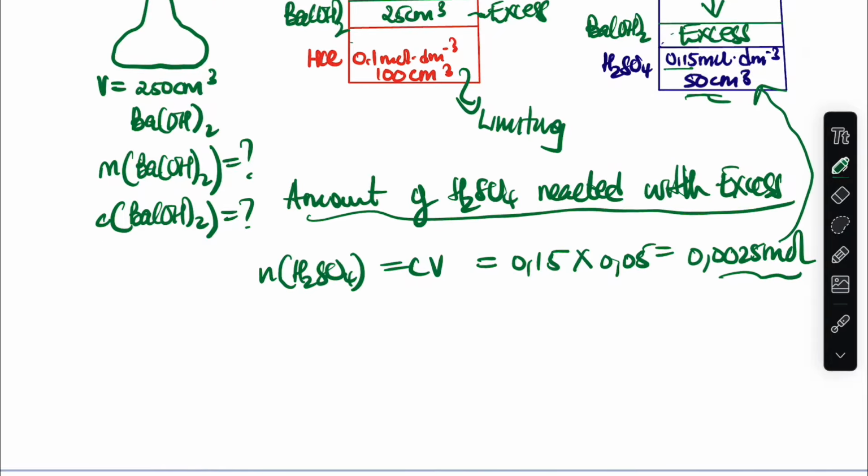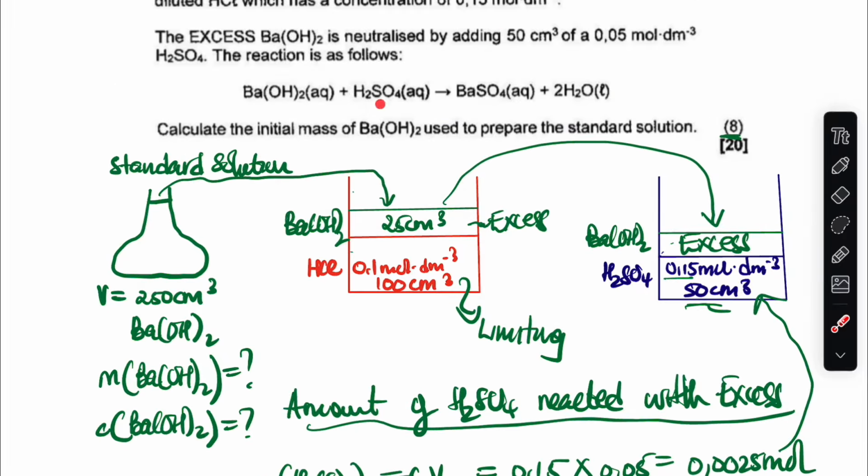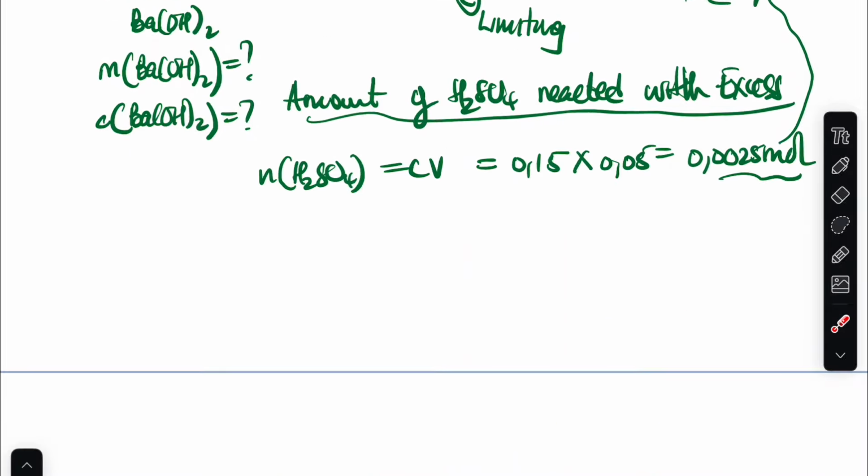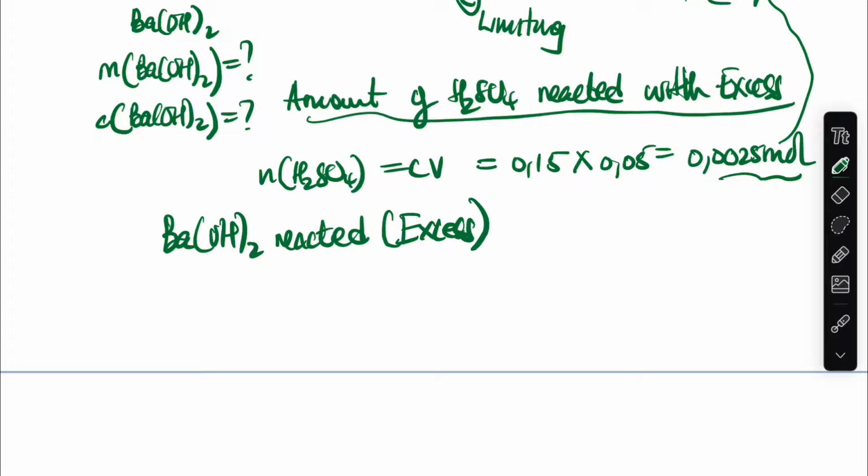Now, in order for us to know the amount of the excess that reacted with this one, we have to do the mole ratio. So from the balanced equation, the sulfuric acid reacted with the barium hydroxide, and the mole ratio was 1:1. So we're going to say barium hydroxide reacted, which is the excess. This is the amount of barium hydroxide, which is the excess, that reacted with the sulfuric acid.